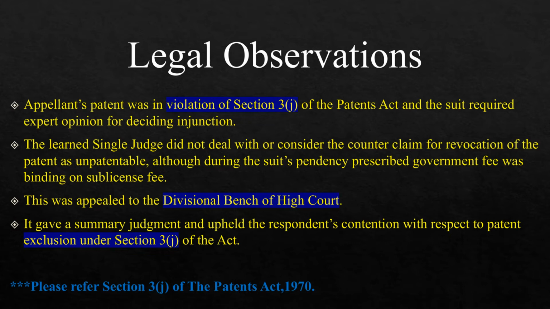As we know, friends, Section 3J of the Indian Patent Act, J for jungle, we can remember like this. Clause J is about plants and animals in whole or any part thereof other than microorganisms but including seeds, varieties and species and essentially biological processes for production or propagation of plants and animals. So here the appellant's patent was in violation of Section 3J of the Patents Act and the suit required expert opinion for deciding injunction. The next point.